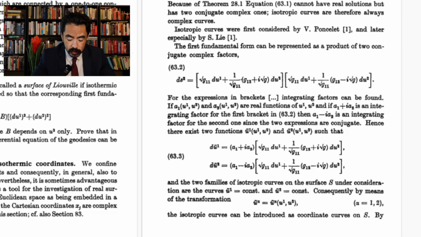And the two families of isotropic curves on the surface S under consideration are the curves u1 tilde equal to a constant and u2 tilde equal to a constant. Consequently, by means of the transformation u alpha tilde equal to the function u alpha tilde in terms of u1 and u2, where alpha is equal to 1 or 2, the isotropic curves can be introduced as coordinate curves on S.